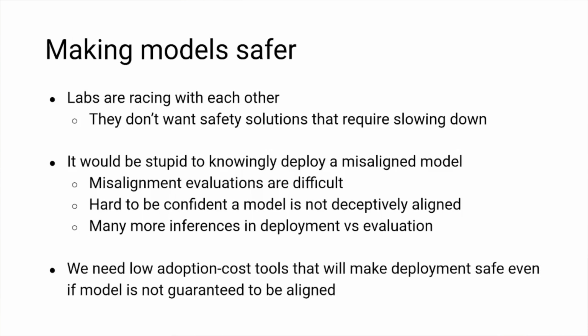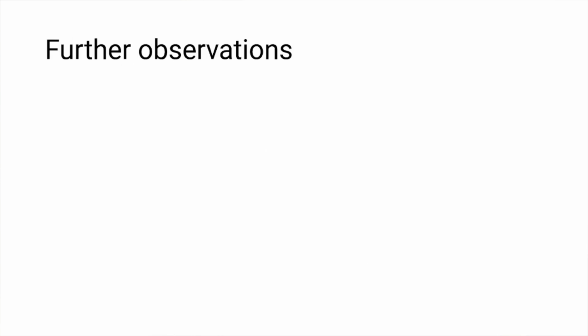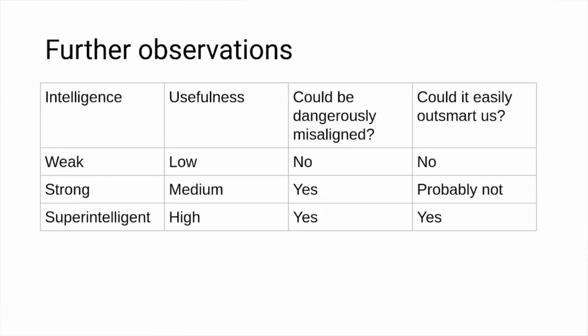So taking these two things together, this points towards a need for low adoption cost tools that will make deployment safer, even if the models are not guaranteed to be aligned. Some other observations: we can divide the models that both exist and could exist into three rough groups. We've got weak models, which are somewhat useful but not incredibly useful. And these models are too incapable to really be dangerously misaligned. So this is maybe the last generation of models, the generation before, and everything before that. And these models are probably not going to be able to easily outsmart us.